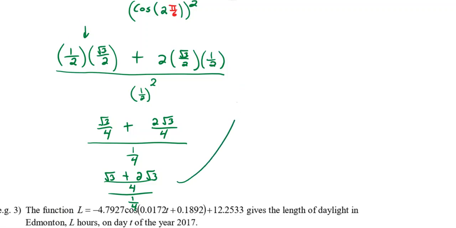I'm going to need lots of room for the next part anyway. So that's going to be root 3 plus 2 root 3. Well, actually, why don't we just combine those right now? Let's call that 3 root 3 over 4 times, and then flip this, right? When we're dividing by a fraction, we'll multiply by the reciprocal, so that'd be 4 over 1. So our 4's cancel. So this is just 3 root 3.